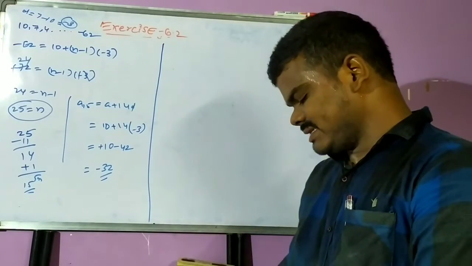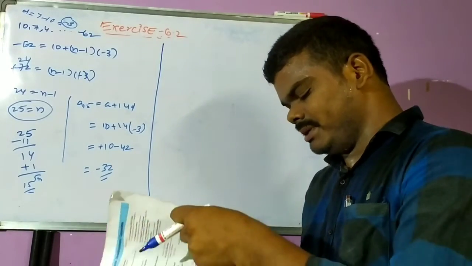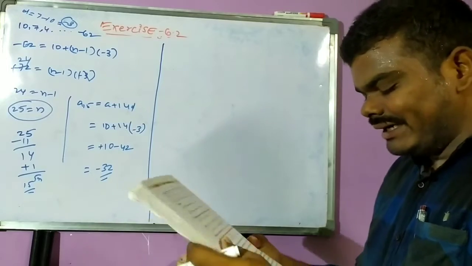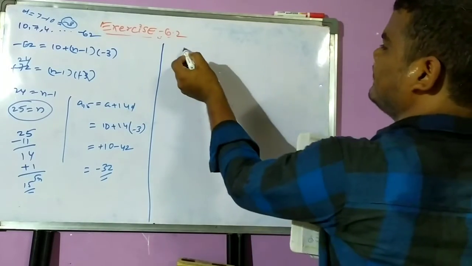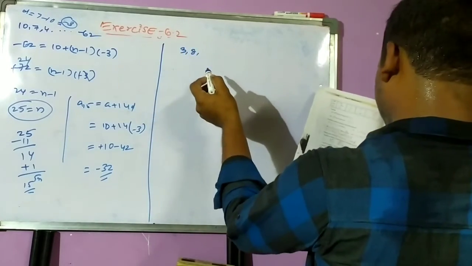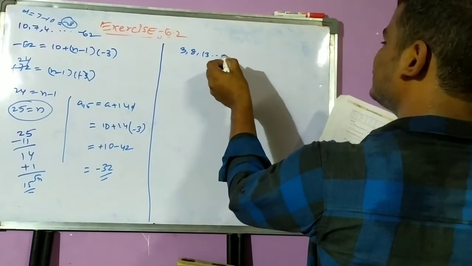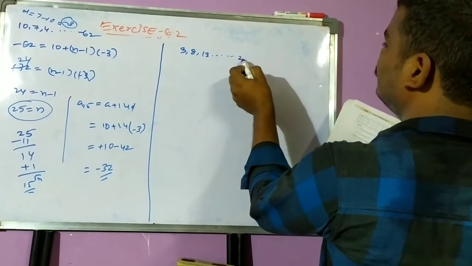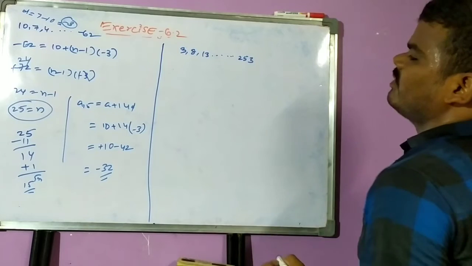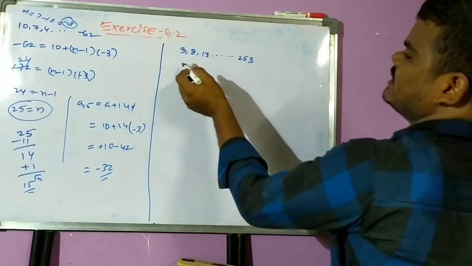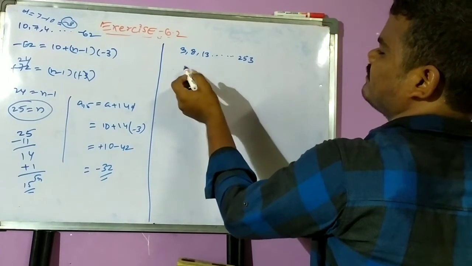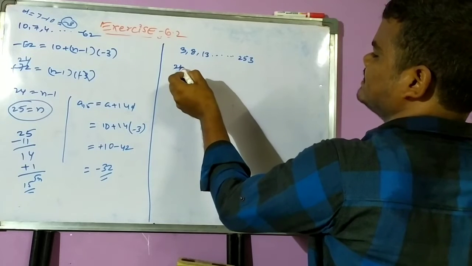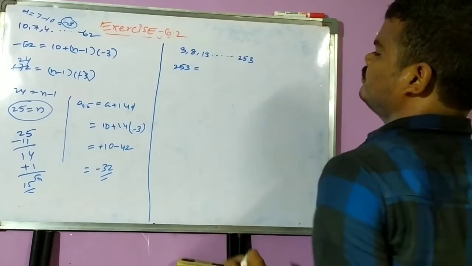Now let's go for the exercise problem. Find the 20th term from the end of the AP 3, 8, 13, and so on, up to 253. First find out the nth term. An is equal to a plus n minus 1 into d. That is, the nth term is 253.